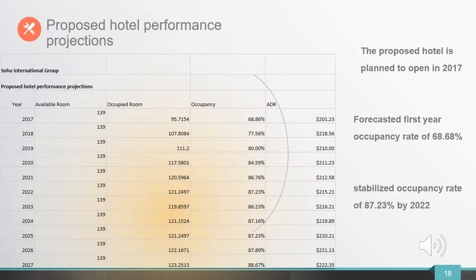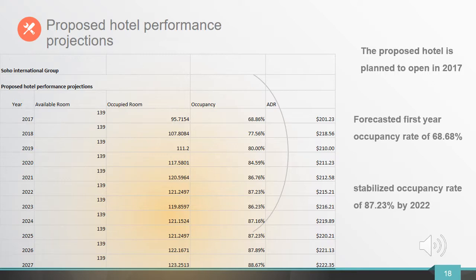The proposed hotel is planned to open in 2017. During the first year of operation, the proposed hotel is forecast with an occupancy rate of 68.68%, reaching the stabilized occupancy rate of 87.27% by 2020. This is due to the stabilization of demand and supply market in Toronto. It's assumed that the occupancy of the proposed hotel is going to be slightly higher than any other location.